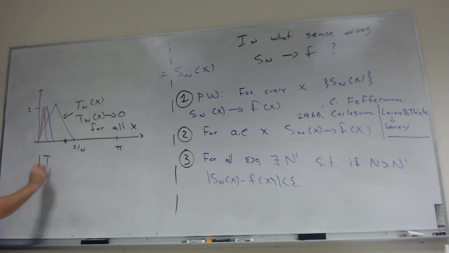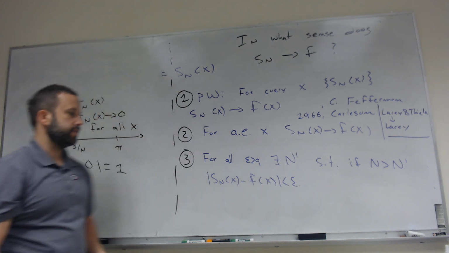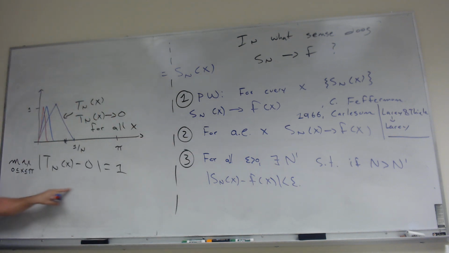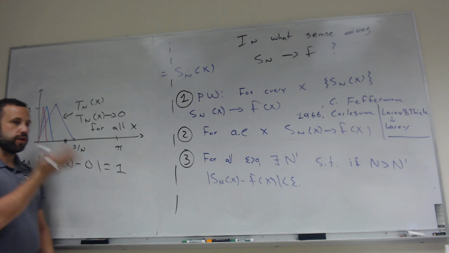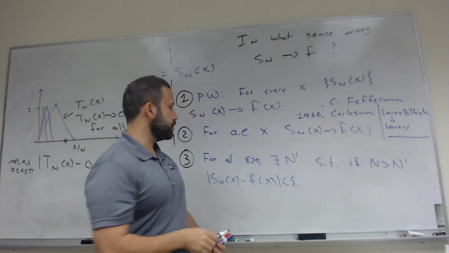However, notice that if I do t n of x minus 0, so just the absolute value of t n of x, and I look at the max, t n is continuous, so this makes sense. If I look at the max over 0 less than or equal to x less than or equal to pi, notice this is always equal to 1. So the triangle functions are not uniformly shrinking to 0. For each x it's going to 0, but they're not uniformly going to 0. This is the difference between uniform convergence and pointwise convergence.